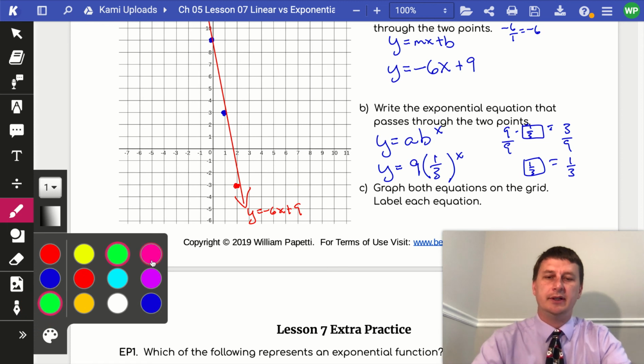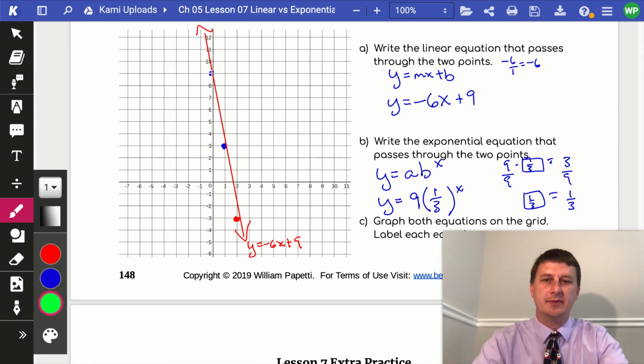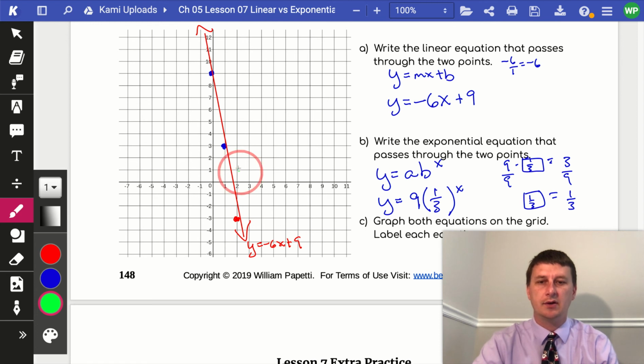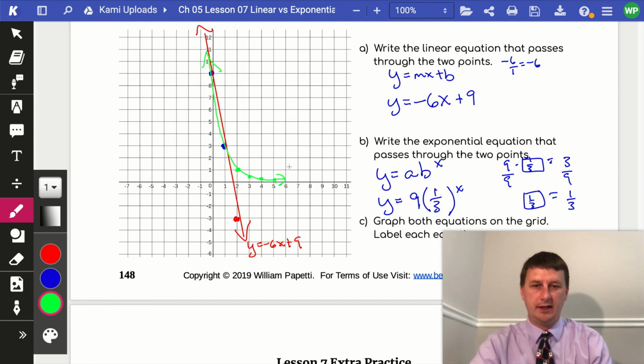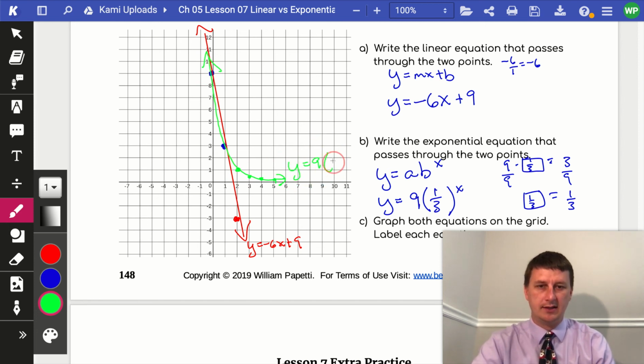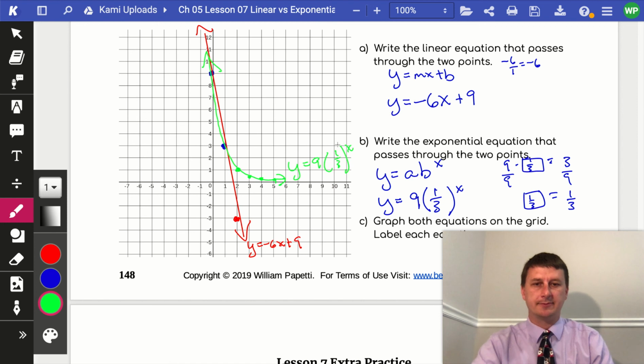Now over in green, I'm going to graph my exponential. So I have 9, 3, then I need a third of 3, which is 1. And then I need a third of 1, which is 1/3. A third of 1/3 is 1/9. A third of 1/9 is 1/27, and so on. So I'm going to connect these with a nice smooth curve through these points, to show that it goes on forever. And right here we have y equals 9 times 1/3 to the x.